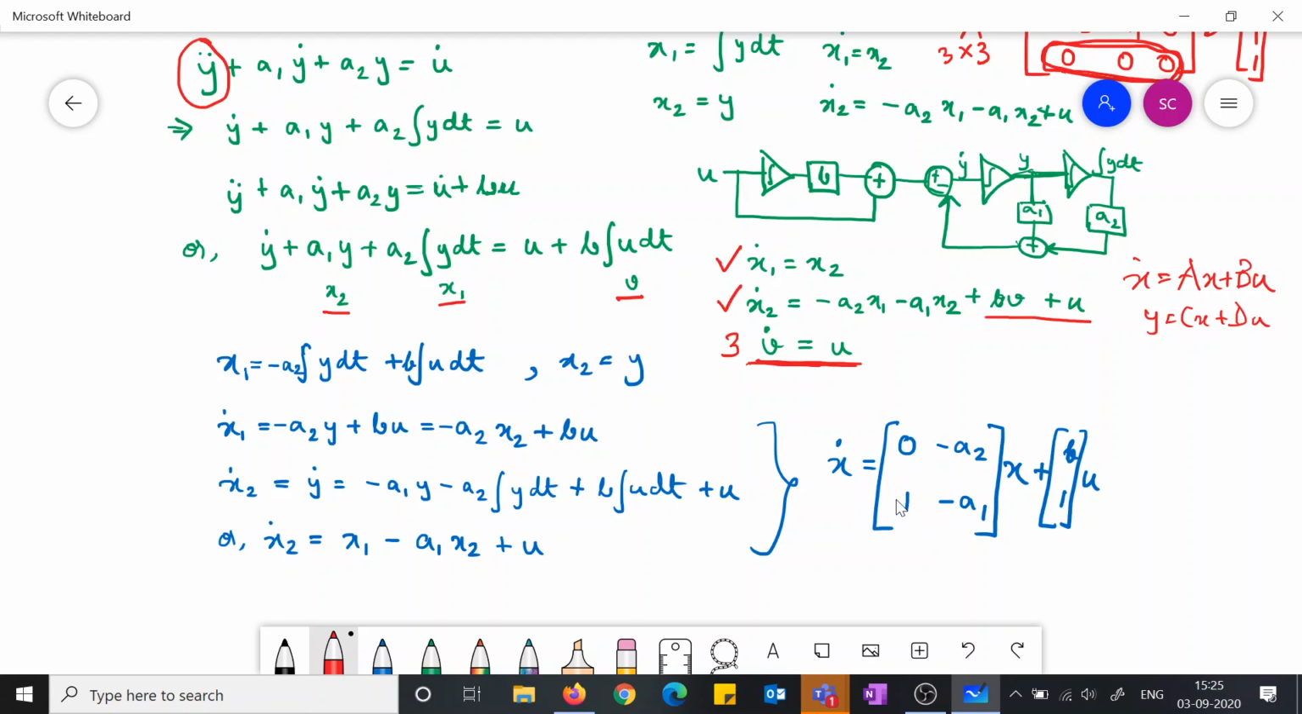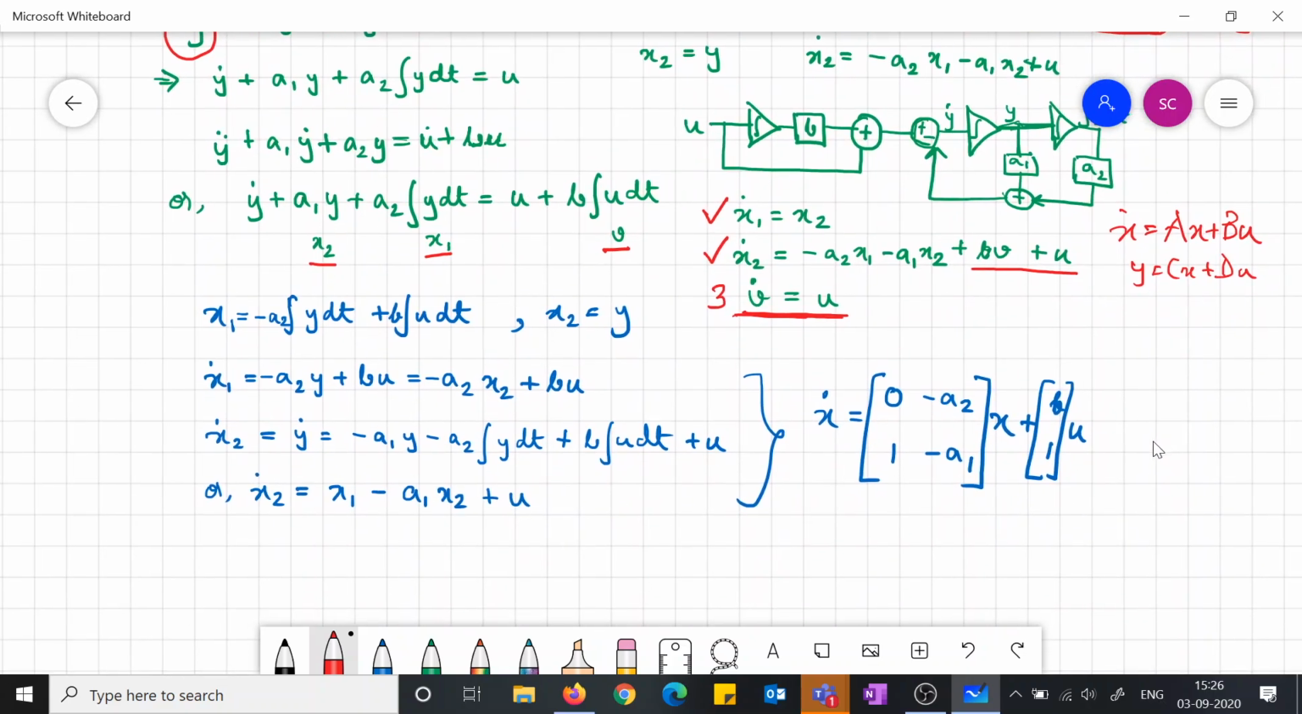So this is one minimal representation. There can be other minimal representations also. So this arises because of my choice of x1 as this and x2 as this. If I had chosen x1 as something different, then this would change. Even then I could have landed on a minimal expression also, but I may have landed upon a non-minimal expression also. So all this depends on the choice of the states basically.